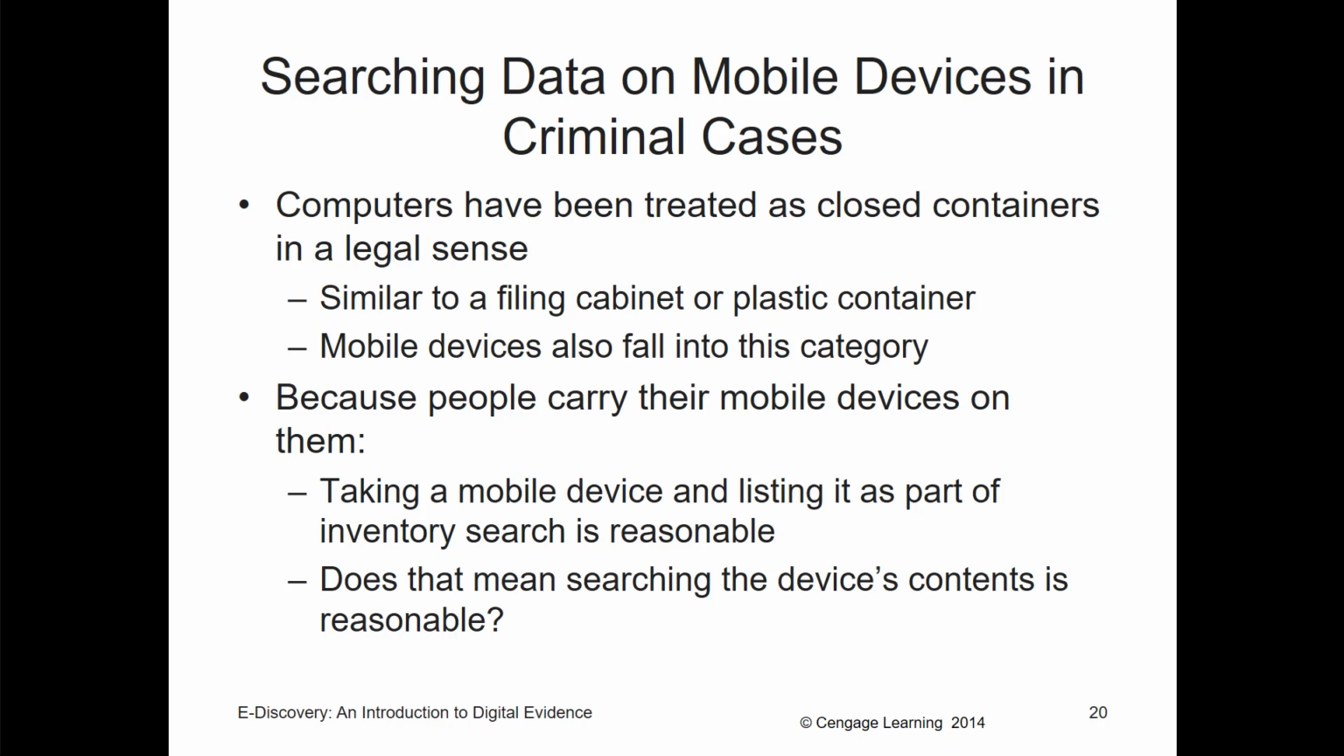Computers have been treated as closed containers in a legal sense. So similar to filing cabinets or a plastic container, mobile devices also fall into this category. So forcefully requiring a suspect to unlock their device may or may not always be allowed. Because people carry their mobile devices on them, tracking a mobile device and logging it as part of inventory is reasonable. Does that mean searching the device content is reasonable? And again, that's probably one of the issues we're having now, understanding the different laws dealing with our technology and if they're considered reasonable or not.